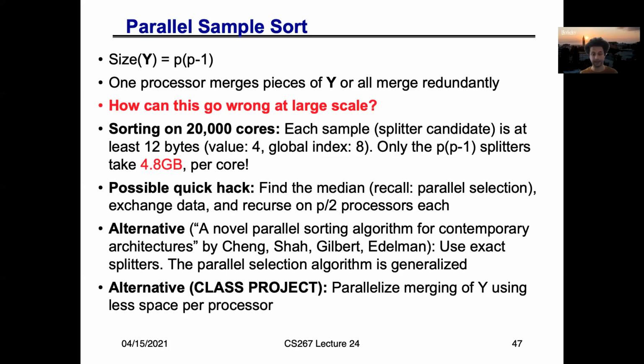Well, the good thing about this is the size of the samples list is quadratic in p. If I divide my processor count by half, the memory of Y goes down by a factor of 4, and quickly it goes down after a couple iterations of this recursion. So your memory issues are going to be resolved after a couple of recursions. And in practice, this works very well. And there are other alternatives. You can use exact splitters. We can try to work on parallelizing the merge without redundantly storing all of Y all at once in memory.